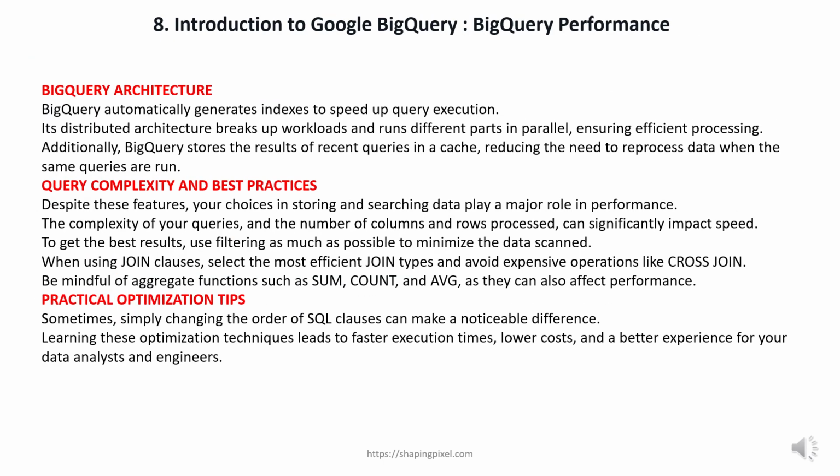Google BigQuery is built for speed and performance, making it one of the fastest data warehousing and analytics platforms available. But to truly unlock its potential, you need to know how to optimize your queries. BigQuery automatically generates indexes to speed up query execution. Its distributed architecture breaks up workloads and runs different parts in parallel, ensuring efficient processing.